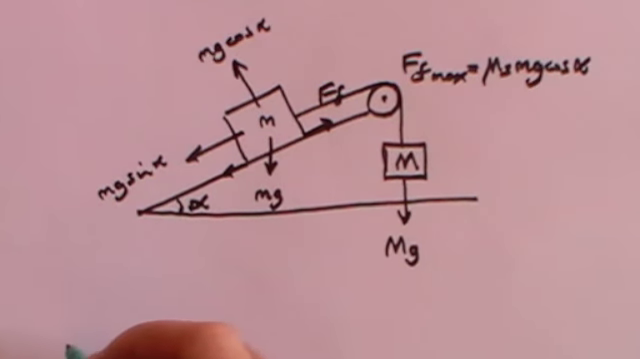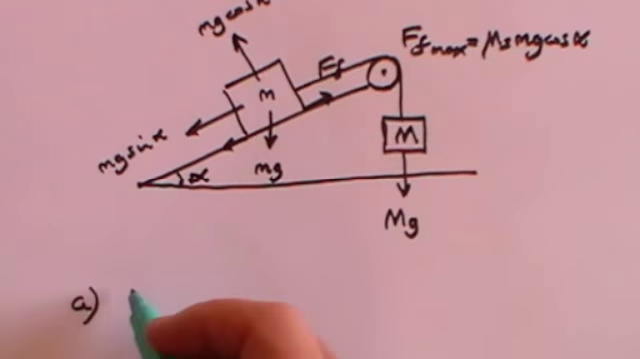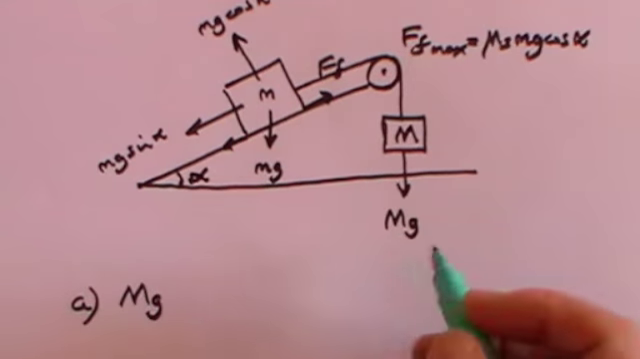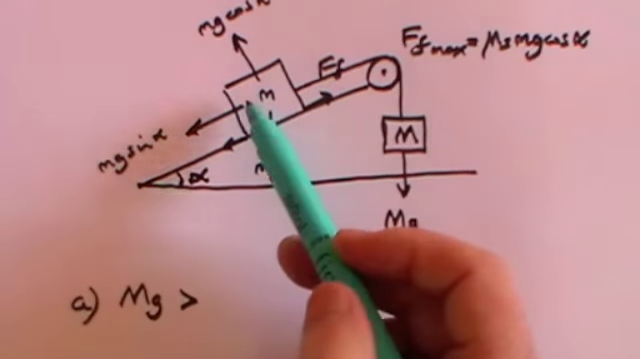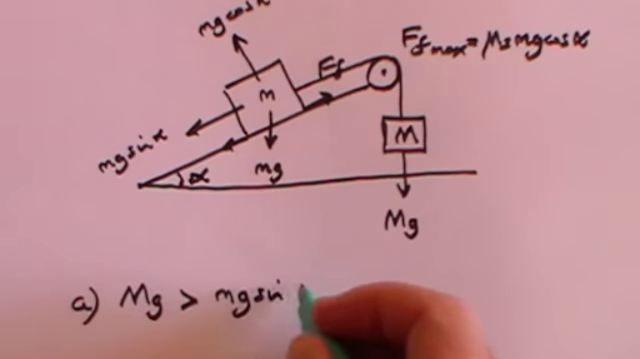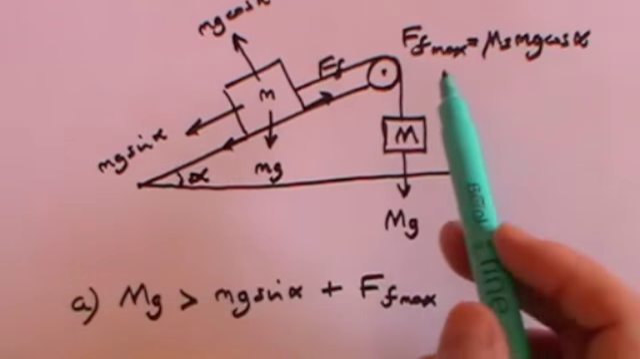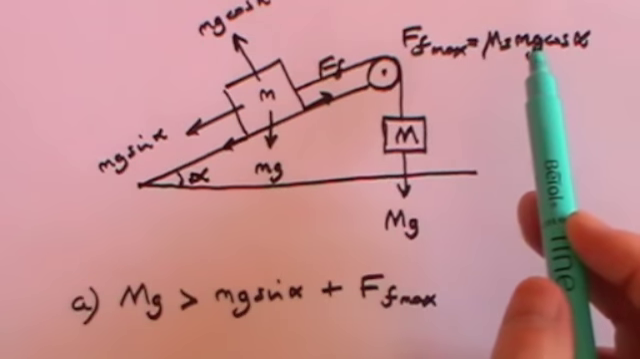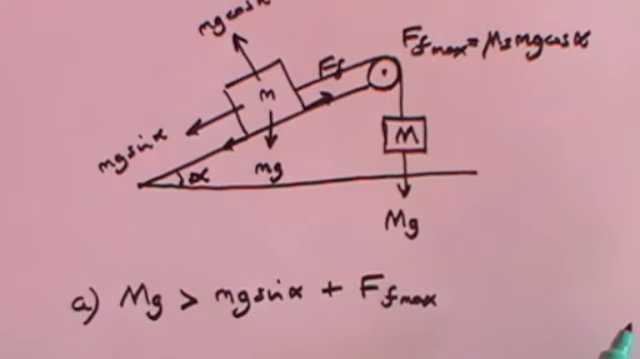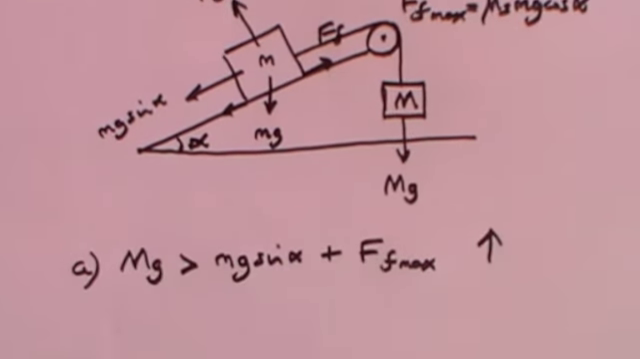If the block is going to move up, which is the first of our possibilities, then that must mean that Mg, capital M g, is greater than the forces that are acting downwards, which is mg sine alpha plus the frictional force maximum, which we've already worked out is mu s static times mg cosine alpha. So that means the block will move upwards.